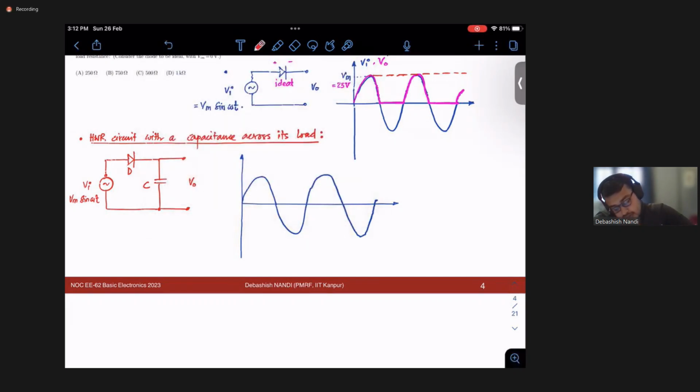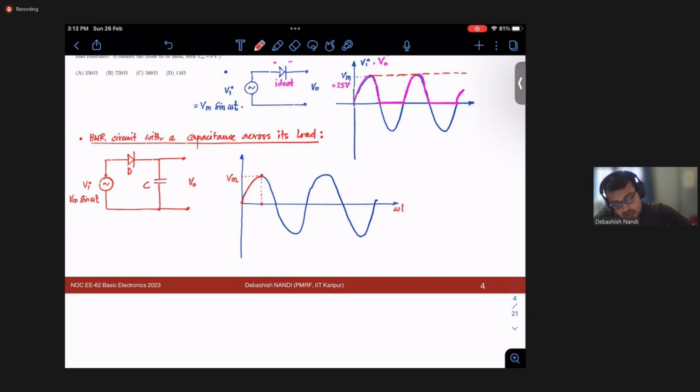For the positive half cycle, the diode will be on and the capacitor will get charged. The capacitor gets charged when V naught is maximally equal to Vi, and what is that? That is Vm. So when V out is equal to Vm, then the capacitor is fully charged, right? Now see, the input is reducing from this time stamp onwards.